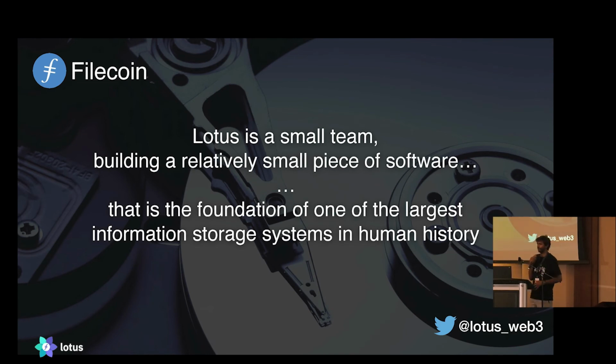So this is my takeaway about what working on Lotus is like, and why I am personally excited to work on Lotus. We're a small team. We built a relatively small piece of software. It's complicated and it can often be overwhelming, but in the grand scheme of things, it's like 4 to 8 repositories that we're actively working on at any given time. But those 4 to 8 repositories built by the 4 to 8 people on the Lotus team is the foundation of one of the largest information storage systems in human history.